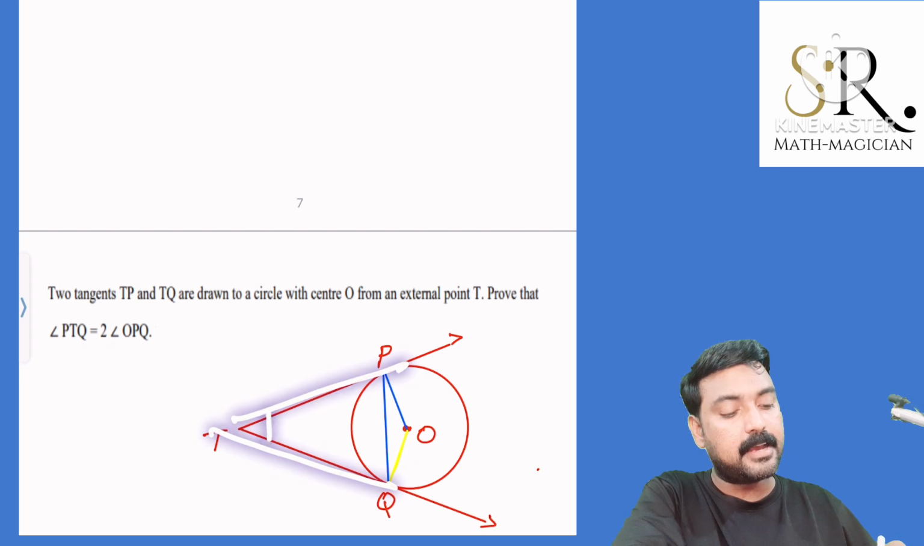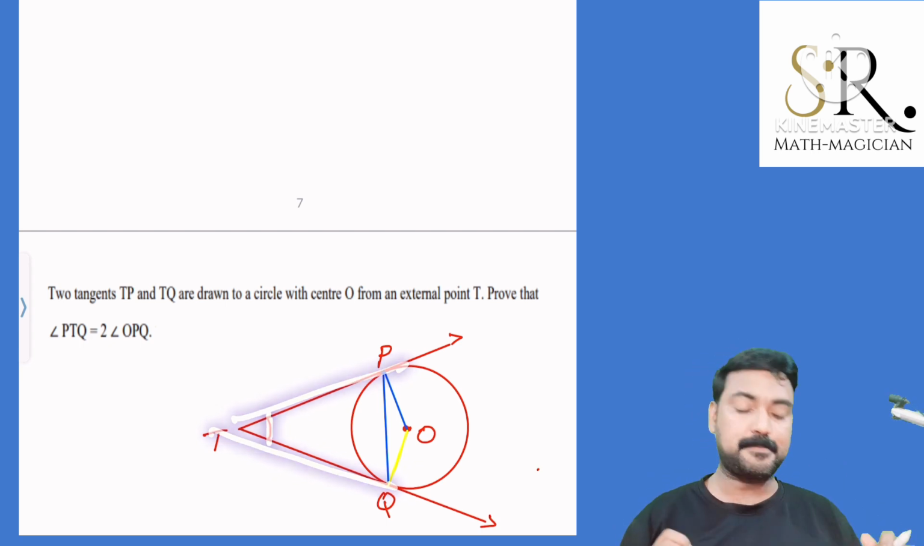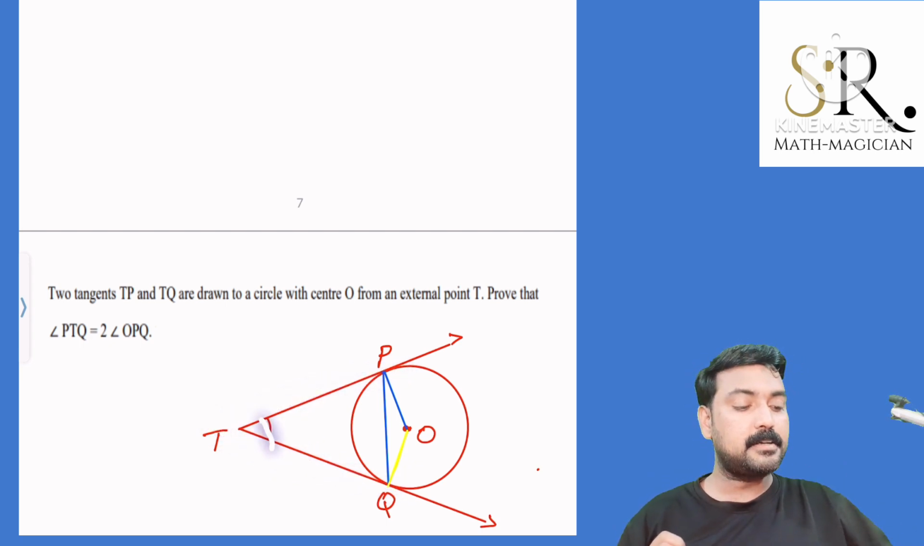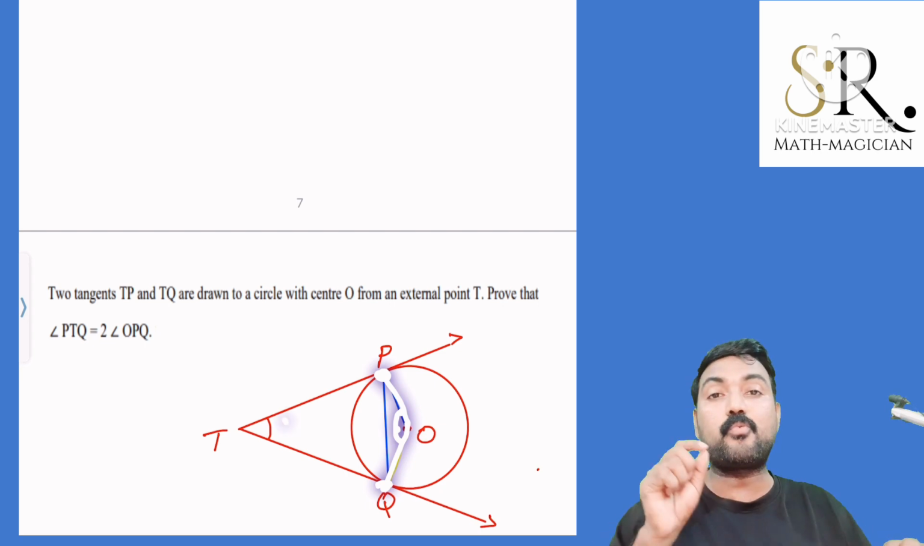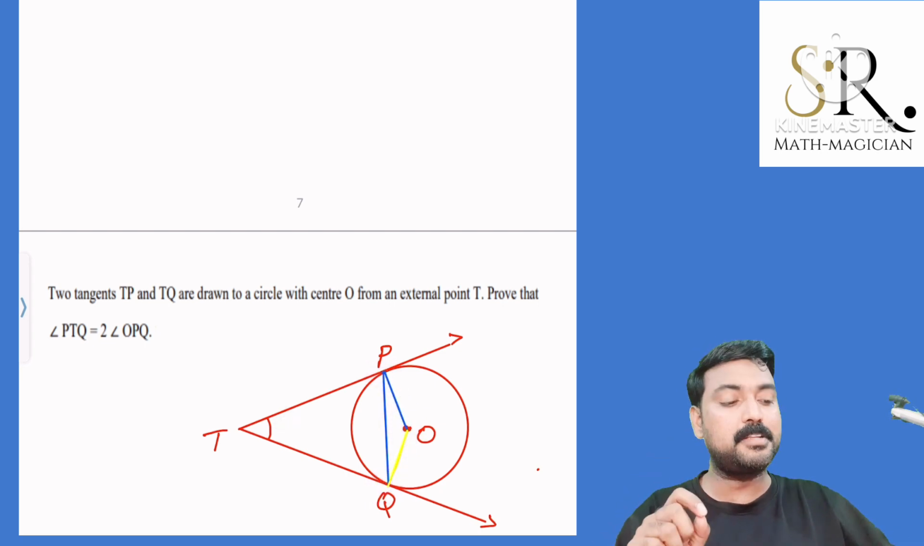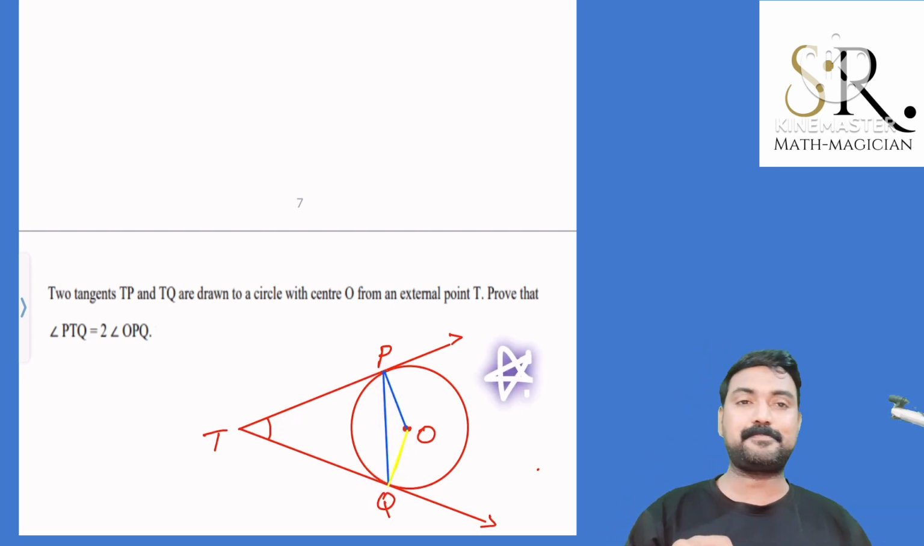Both the tangents are inclined, meaning they made that angle. This is the angle at the center from the points of contact. These are the points of contact, and from there we have drawn these radii. These two angles' sum will be 180 degrees. That is very important, just note it in your mind.